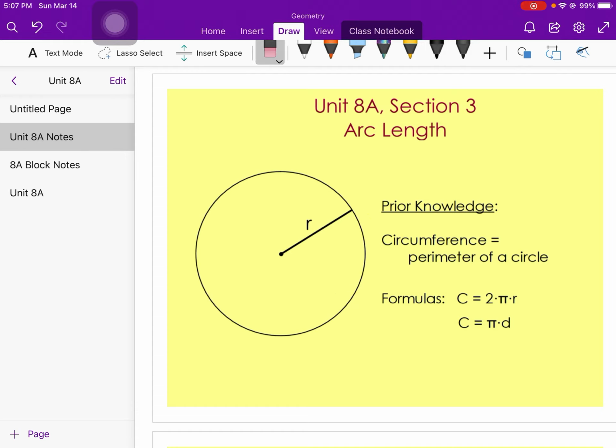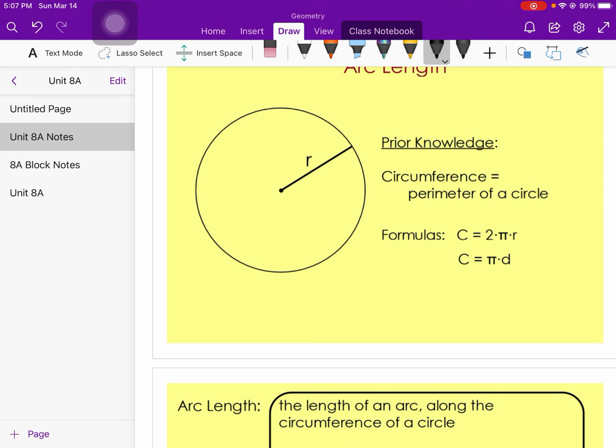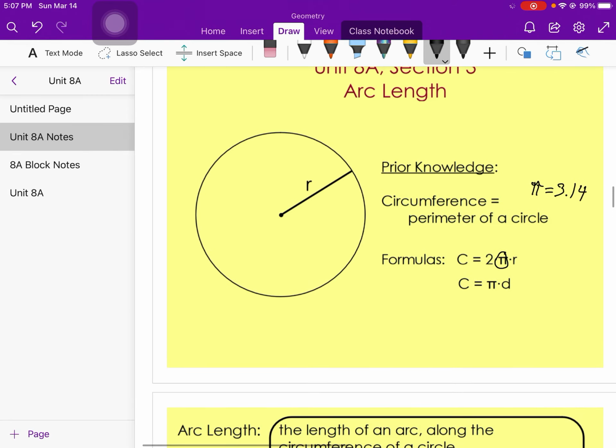So the other thing that we're going to need to remember is how to find the circumference, which is another way of saying the perimeter of a circle, the distance around the circle. And we have two different formulas. So there's C, the circumference, equals 2 times pi times r. Remember, pi, we can use 3.14. That's that weird constant that relates to circles. And r is the radius, so halfway across the circle. Or we can use just the diameter, pi times d, and the diameter is the complete distance across the circle.